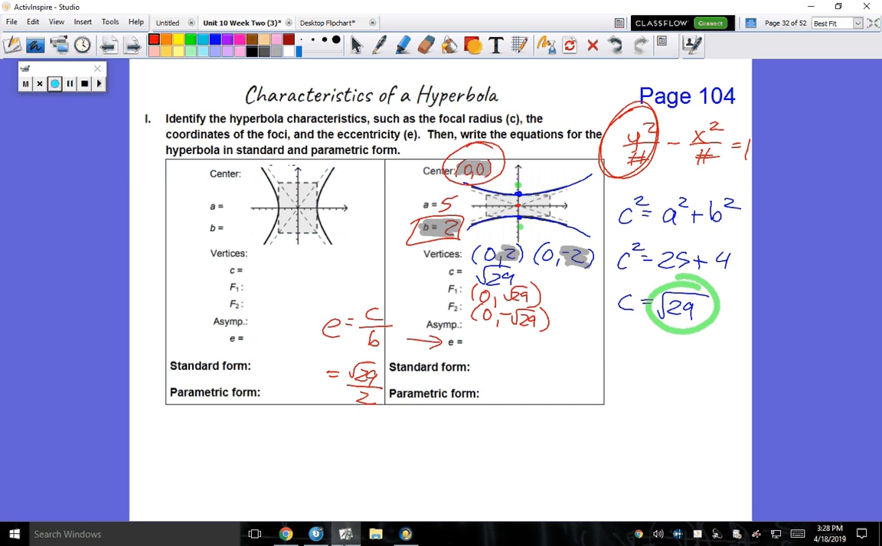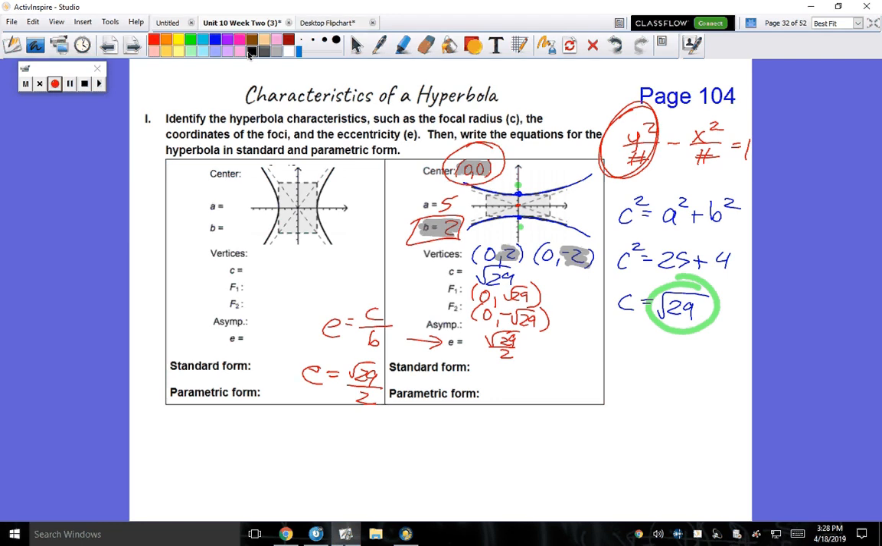Is that bigger than 1? Yes, by a lot. So it validates and verifies that this is going to be a hyperbola. So you don't even have to do the graph. If you know A and if you know C, or if you know C and B, you know that it's going to be a parabola or a hyperbola, you know what I mean, or an ellipse. Okay, so E is root 29 over 2, and now we have the standard form.